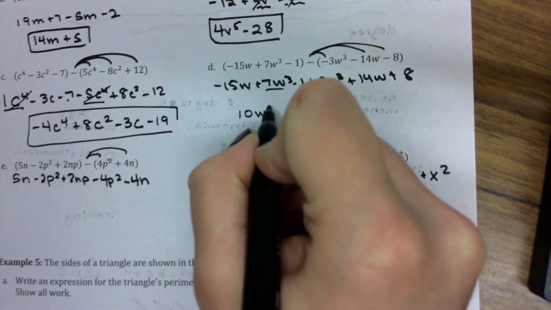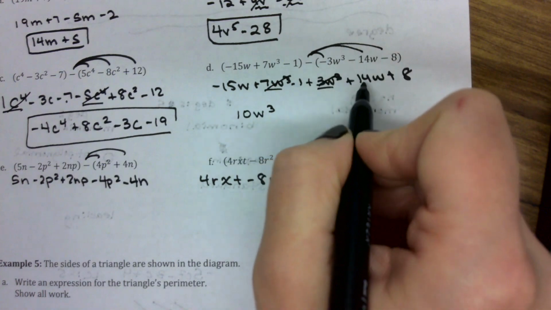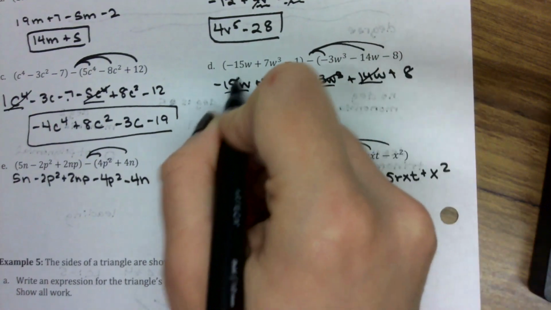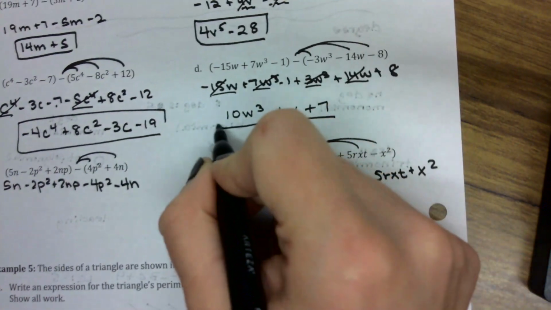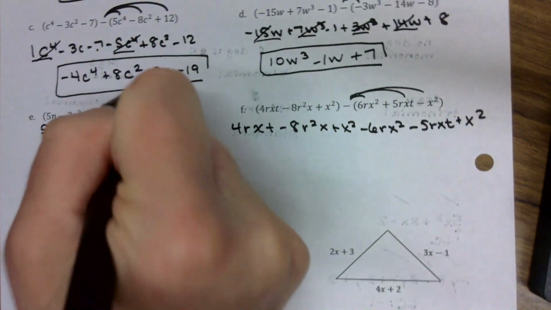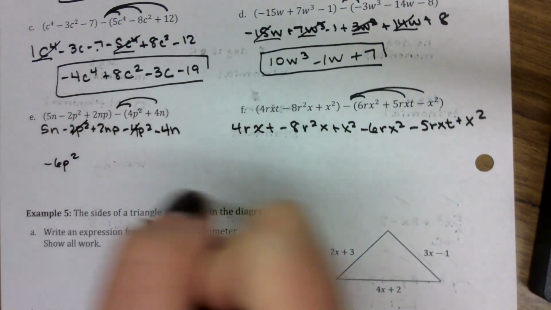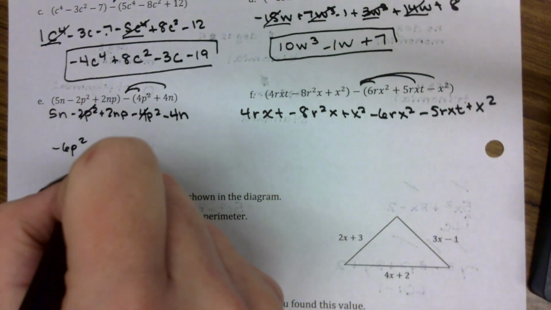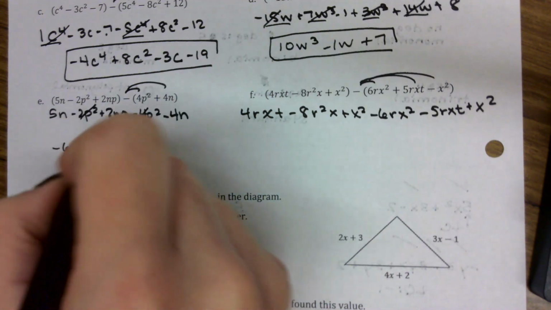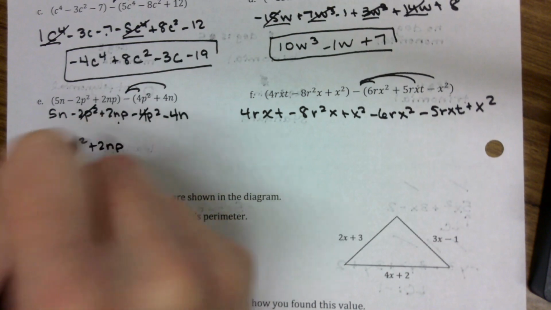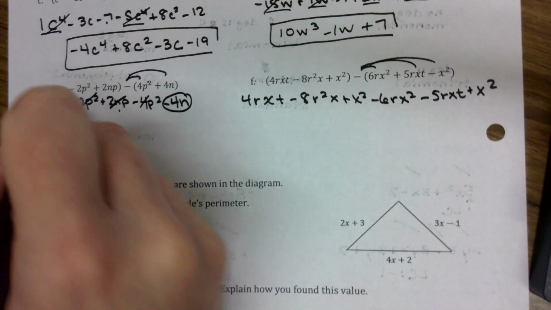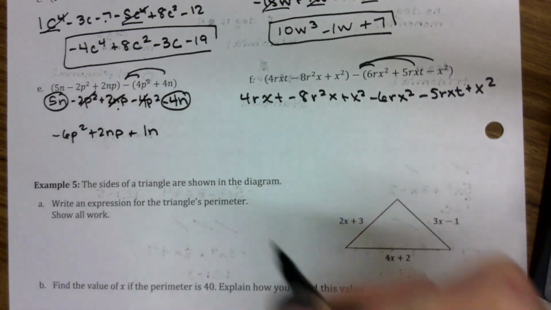It should be a 10w cubed, a 14w, a 15w. That's going to be a negative 1w plus 7. Negative 6p squared. Oh, we have an np. Are there any other nps? Nope. This order is kind of tricky. So if you don't have the same order I do, that's fine. But you should have the combining like terms that I do.